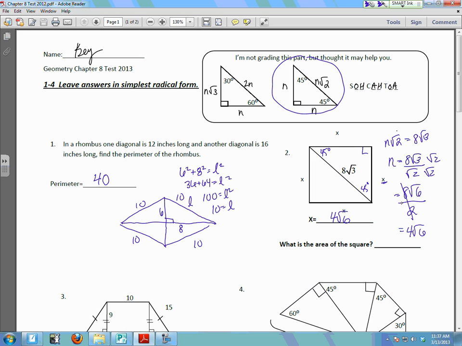We're using n, but n is the same thing as x if we look up here in our template. Now I want to see what the area of a square is. Well, area of a square is side times side. So I'll take 4 radical 6 times 4 radical 6. 4 times 4 is 16. Radical 6 times radical 6 is 6. 16 times 6 is 96, and it's units squared.